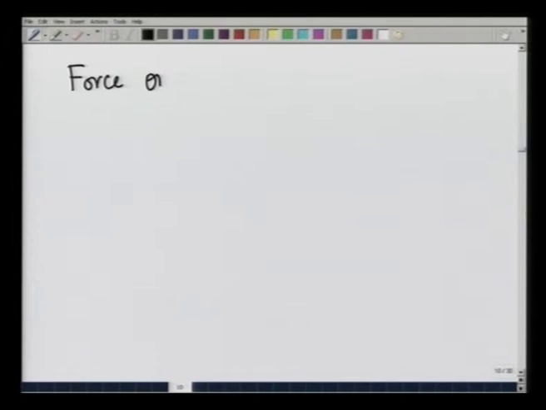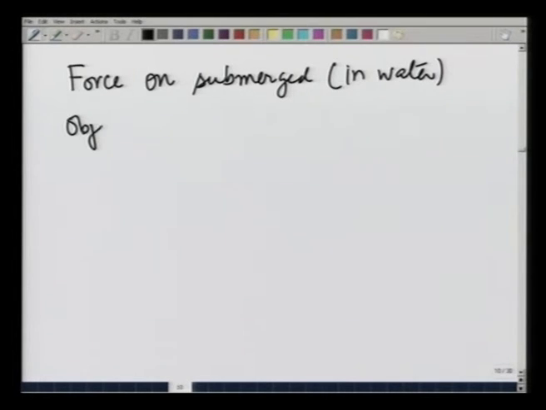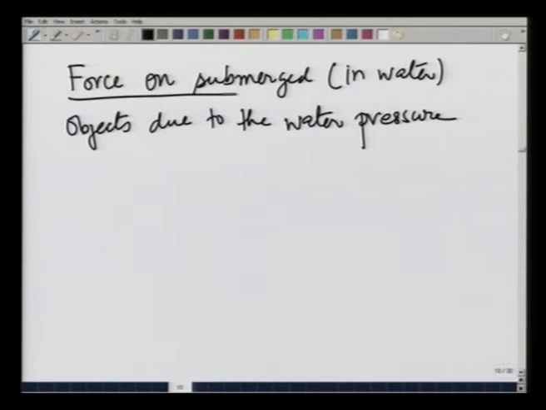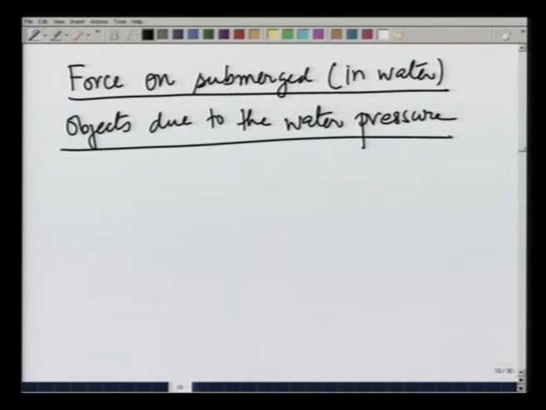Next, I want to consider a very specific problem, that of the force on submerged, let us say in water, objects due to the water pressure. This is where the concepts developed so far are going to be very handy.